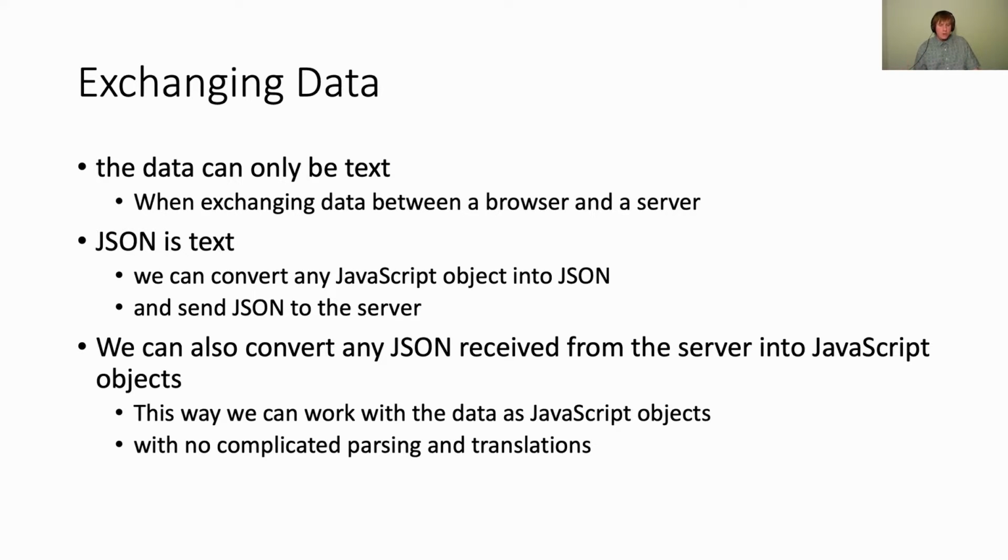This way we can work with the data as JavaScript objects with no complicated parsing and translations. With a lot of the other formats, like XML, I have to parse it and translate it, which is burdensome and very repetitive. But with JSON, I call JSON.parse, it turns it into an object, and I can start using it immediately. Let's take a look at an example.